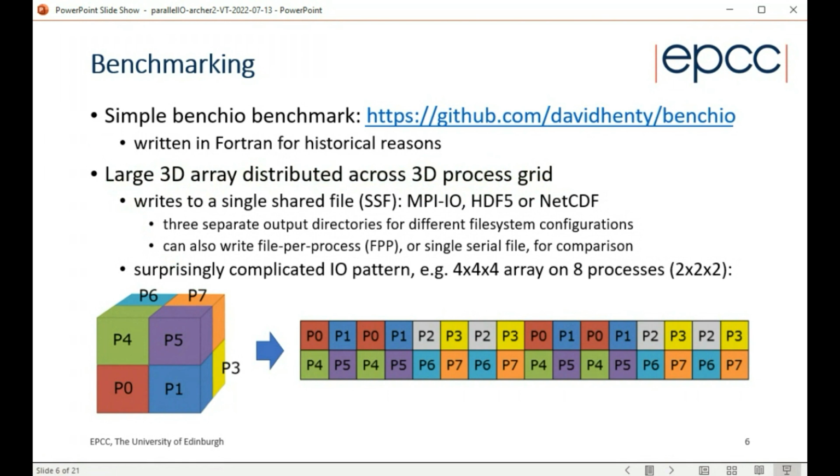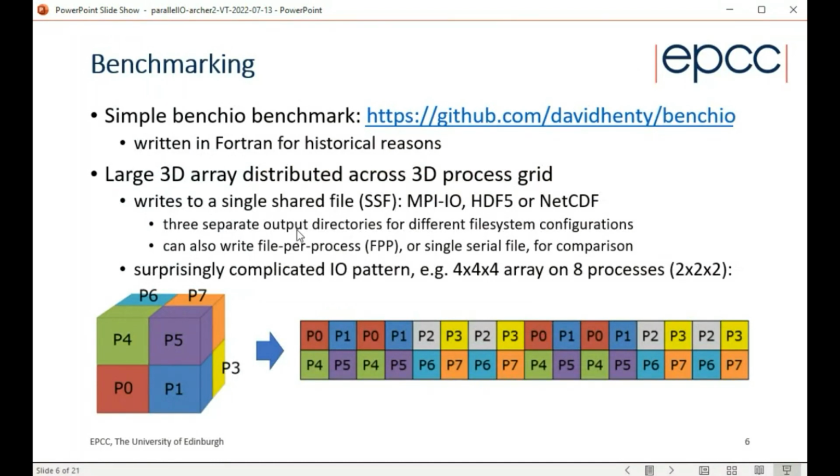The aim of the benchmark is to measure output to a single shared file. The idea is you want to use MPI and parallel I/O libraries, here MPI-IO, HDF5 or NetCDF, to produce the same file in serial and in parallel. So it's a single shared file: if you run the code in serial or run it in parallel, you get exactly the single file with the same contents in the correct order.